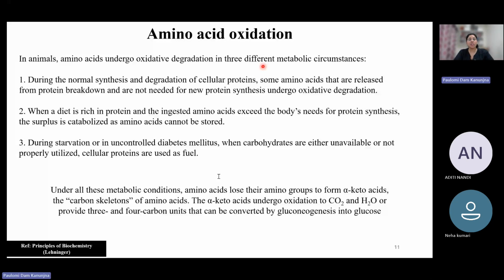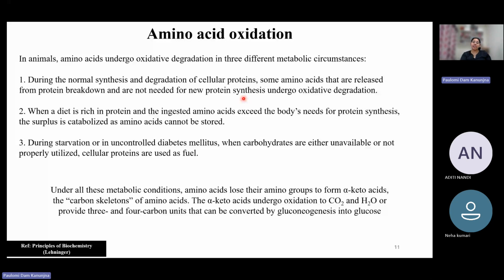Now, how does an amino acid get oxidized? These are the three methods that cells can undergo. So here you can see. The first thing is, in the normal synthesis and degradation of cellular proteins, some of the amino acids are released from the protein. You are fragmenting the proteins, and some of the amino acids will come out. These are amino acids which are not needed for any other purpose, so you have the monomeric units of amino acids, and you don't need them for building more protein.